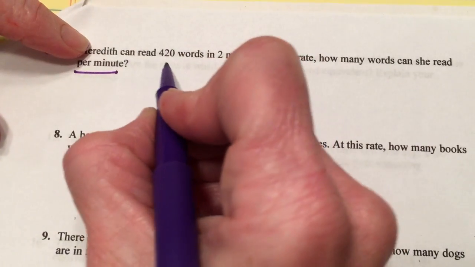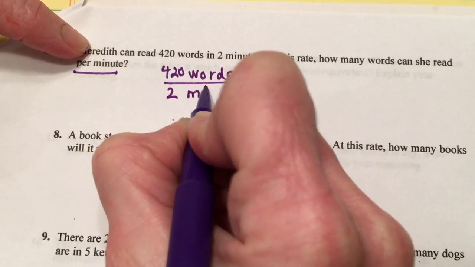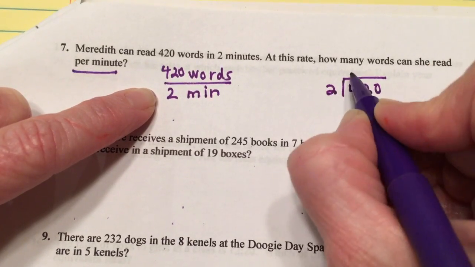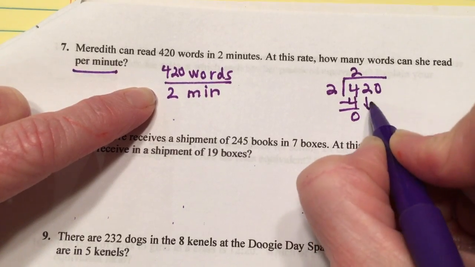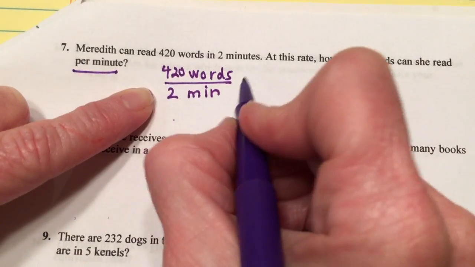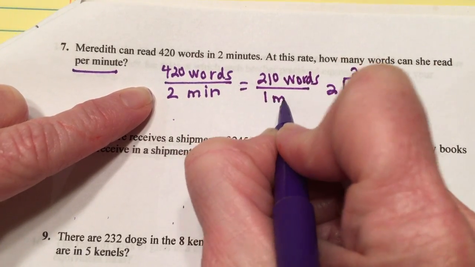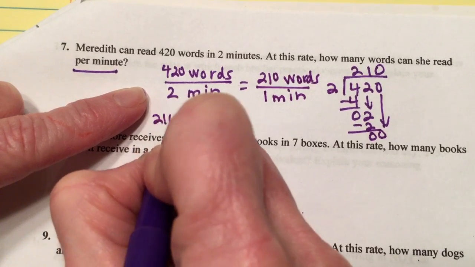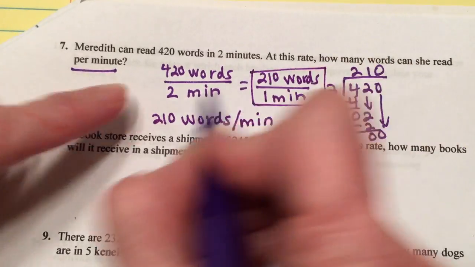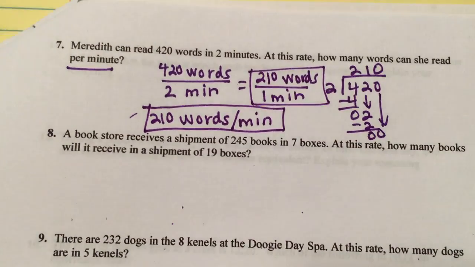I'm going to start with my ratio, so 420 words over 2 minutes. And then divide it. So top in, bottom out. 2 will go into 4 twice. Bring down the 2. 2 will go into 2 once. Bring down the 0. 2 will go into 0 0 times. So that would be 210 what? Words over what? 1 minute. Or 210 words per minute. Don't forget that 1 is always in your denominator.